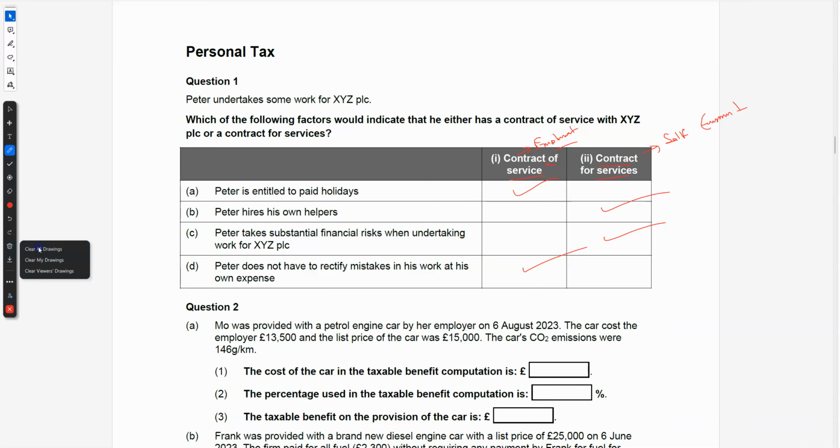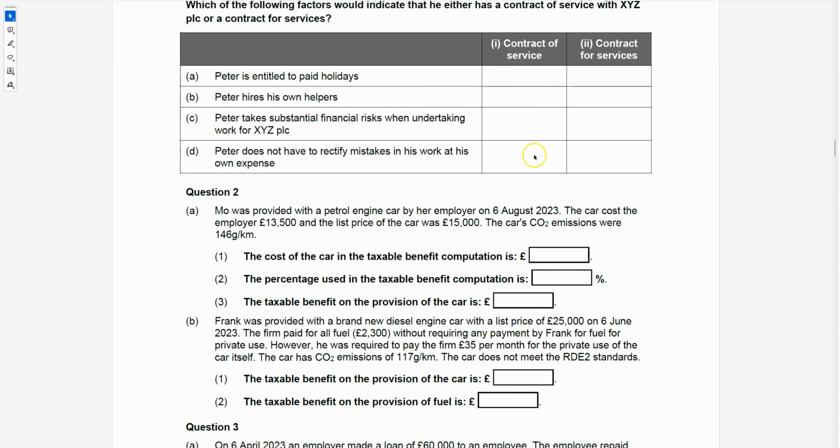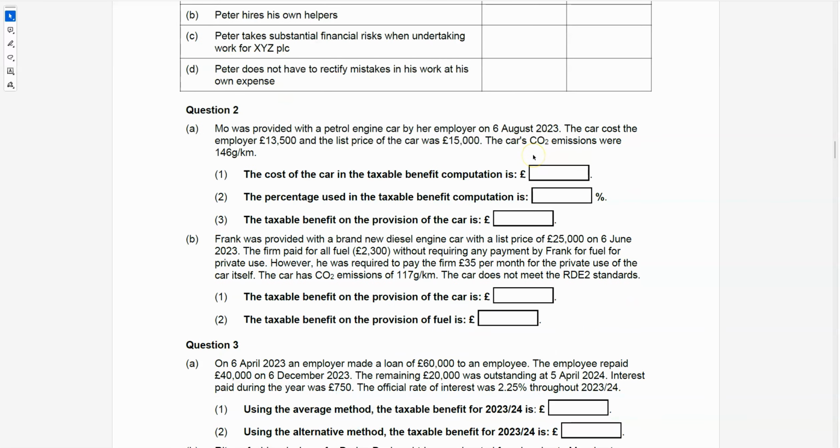All right, let's move to the next one. The next one we have here says, this question is for the car benefit. So Emma was provided with a petrol engine car by her employer on 6th August 2023. The car cost the employer $13.50 and the list price was $15.